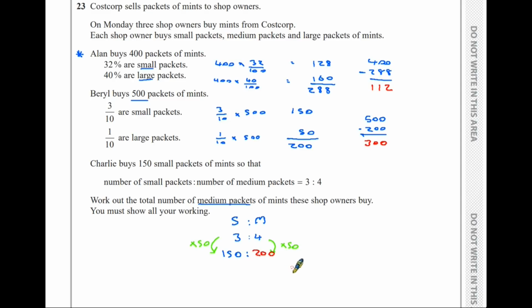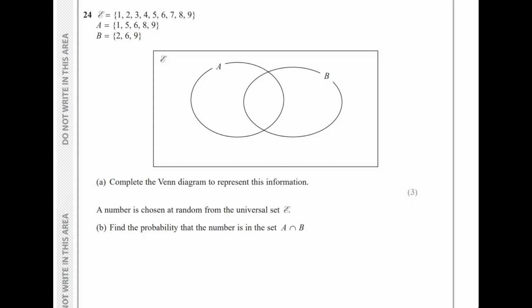We don't need to know how many large packs Charlie is buying, because our question is the total number of medium. We have 112 from Alan, we have 300 from Beryl, and we have 200 from Charlie. So we just need to add those 3 figures up, and we're going to get 612 medium packets. 3, 2, 1.